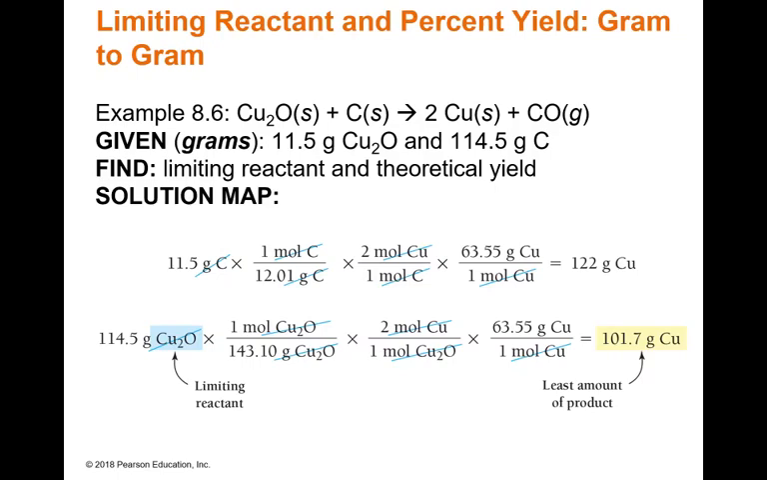Using our solution map, we calculate. Moles of carbon is 11.5 grams divided by 12.01 grams per mole. Moles of copper(I) oxide equals 114.5 grams divided by 143.10 grams per mole. Then we apply the stoichiometry. Each gives us a certain amount of copper in moles. The limiting reactant is the one that produces less copper. That's the one that runs out first and limits the amount of copper we can get.